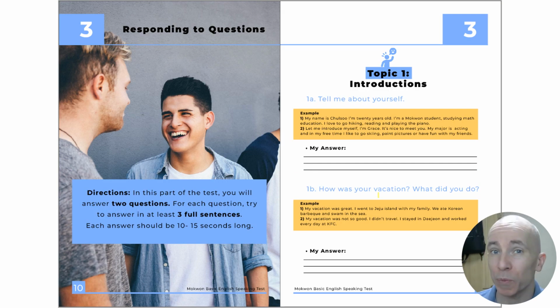The next section is responding to questions. For this part of the test, you will have 2 questions. As you can see, 1 and 2 out of 5 topics. So there's 5 topics to pick from. You will get 1 at random. You have to answer 2 questions. So for this one, the main goal is not time, it's that you can answer in 3 full sentences.